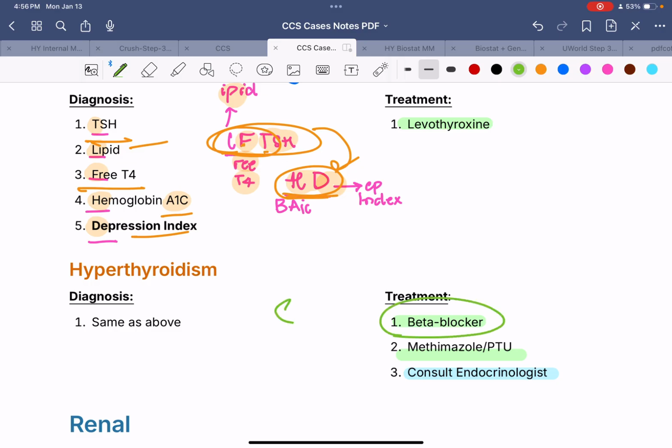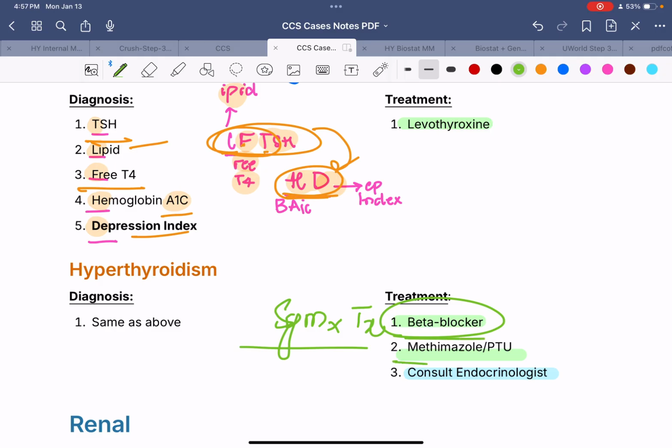One would be the symptomatic management. So we want to control the extra adrenergic effects that are causing the patient's palpitations and tremors and restlessness, right? Because of the extra epinephrine or norepinephrine. So we are going to do this by using a beta blocker, which will block the sympathetic outflow.